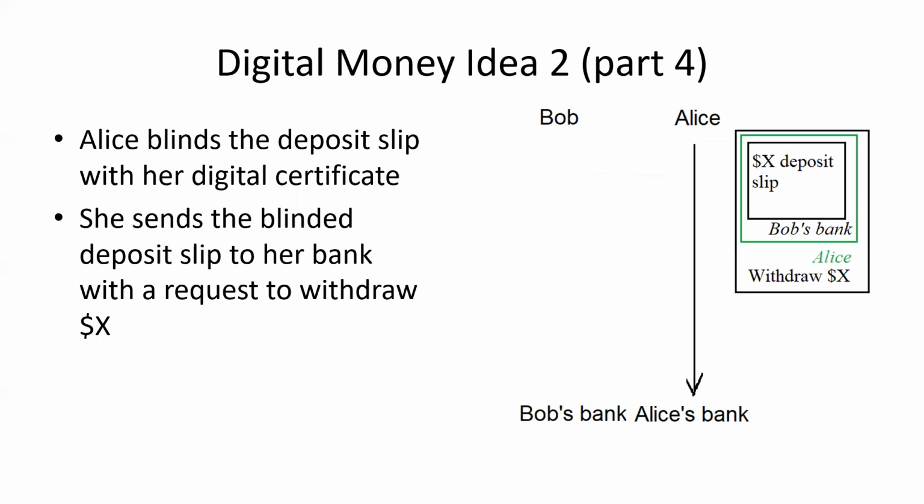Alice blinds that deposit slip. In other words, using the procedure we saw before, she makes it so nobody but she can tell what the contents of that is, but it can be signed. So she takes that deposit slip, blinds it, which is indicated by the green box, and sends this note to Alice's bank saying she wants to withdraw X dollars.